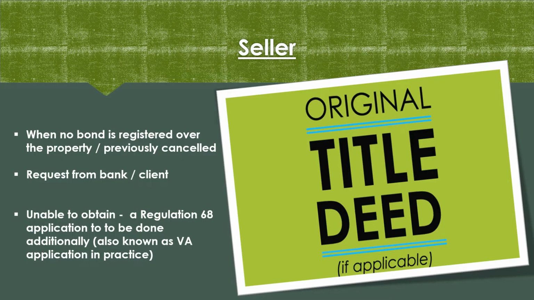When no bond is registered over the property, or a previous bond was cancelled, we request the original title deed. This can either be requested from the bank or the client. Please take note, if we are unable to obtain the original title deed, a separate application, a Regulation 68 application, also known as a VA application, is to be done, whereby we request a certified copy of the title deed.